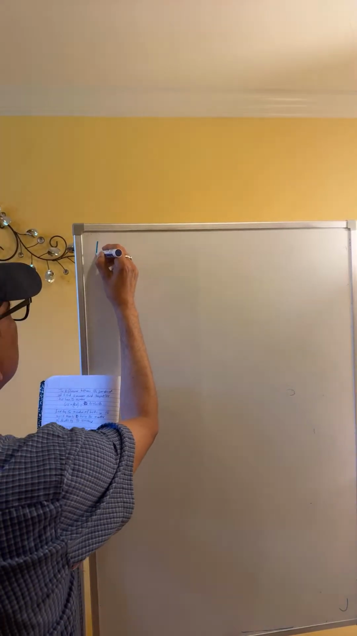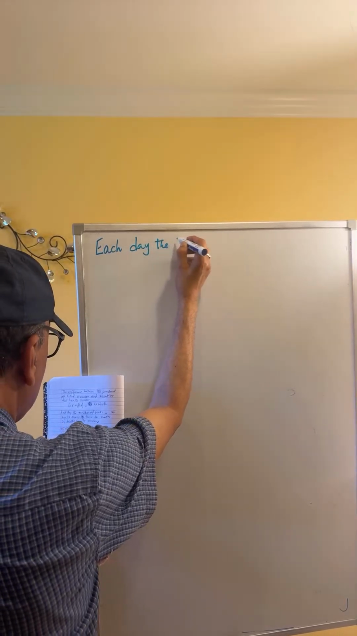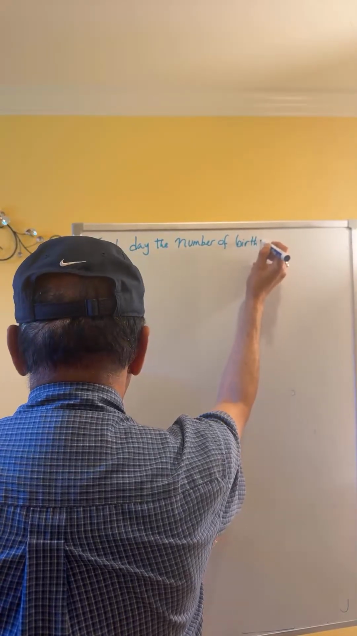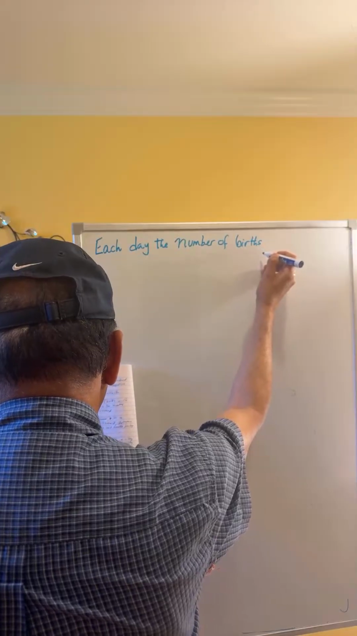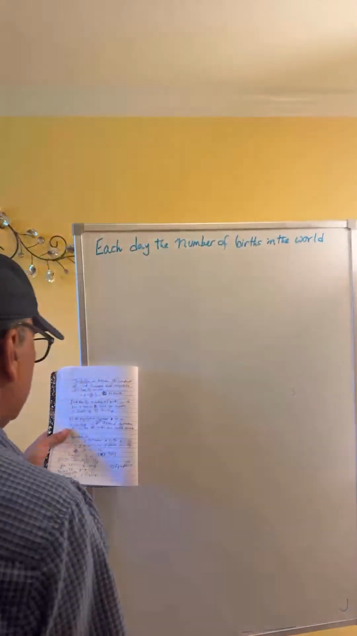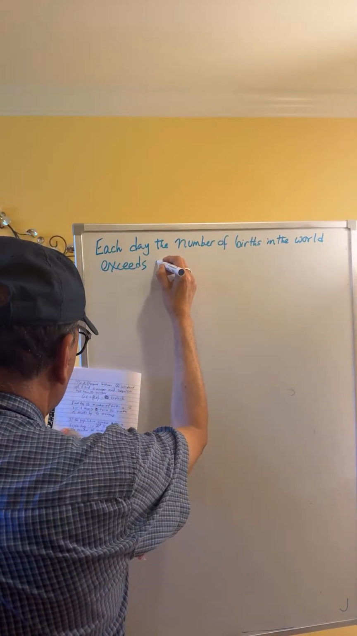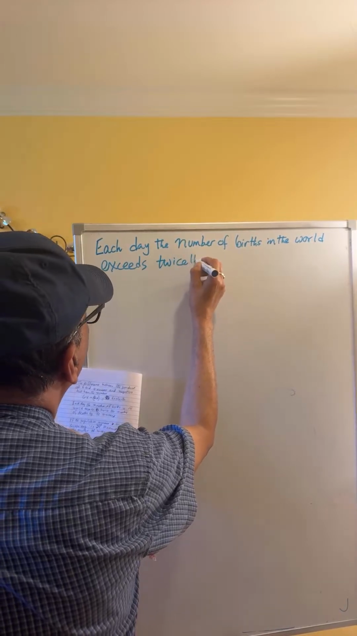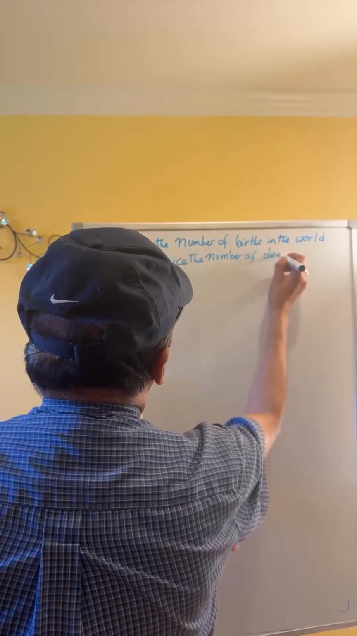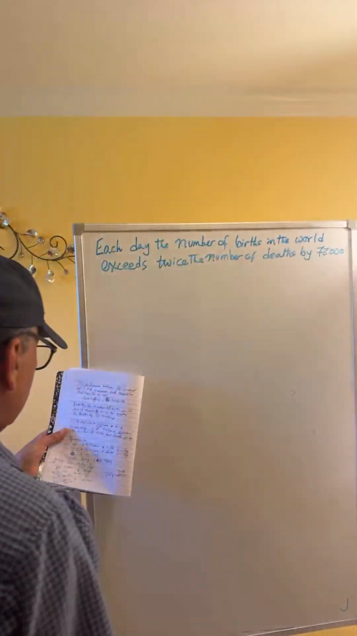Here is a word problem. Each day the number of births in the world exceeds twice the number of deaths by 72,000. Okay, this is one statement.